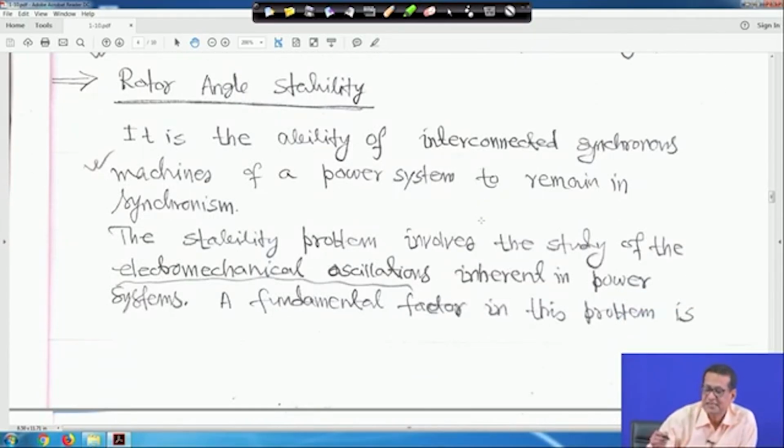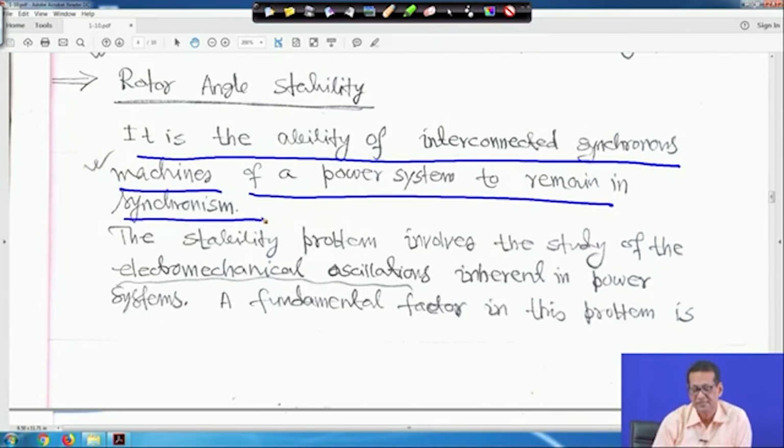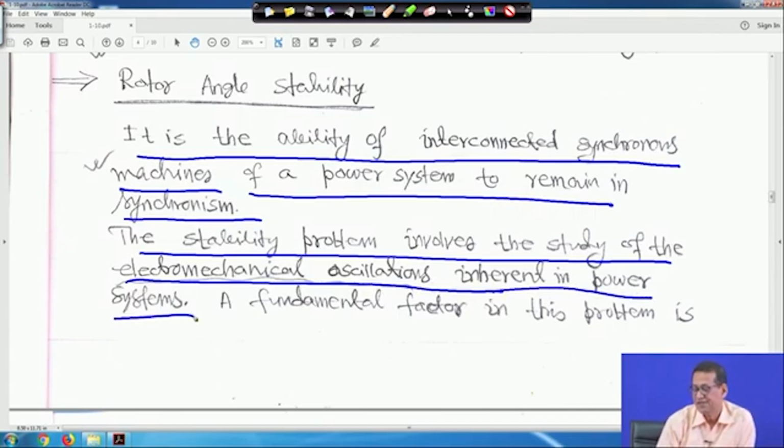So this is actually the ability of interconnected synchronous machines of a power system to remain in synchronism, that is rotor angle stability. The stability problem involves the study of the electromechanical oscillations inherent in power systems, right.